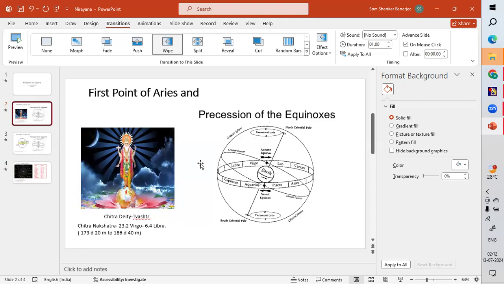So these are the sky point markers which can only be achieved through the Nirayana system, not through the Sayana system. But the Sayana system is for seasonal things, when you want to predict about the rains and all those things. It is of course a better system for those kinds of things.